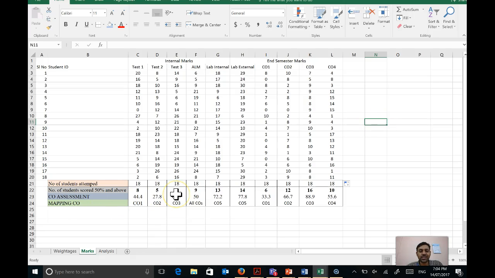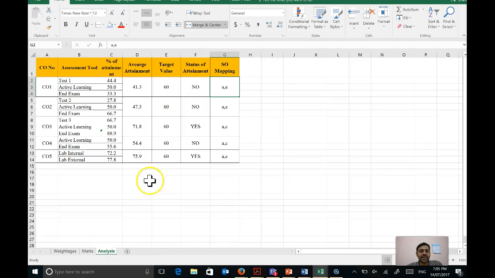So there are 18 students in this course, out of which CO1 has got an attainment of 44.4, CO2 for test 2 has got 27.8, CO3 for test 3 66.7. All COs ALMs have got 50, lab internals is 72.2, lab externals 77.8, and these are all the external exams. And then you can see the analysis here. I could see that CO3 is attained and CO5 is attained, but CO1, CO2, CO4 are not attained.